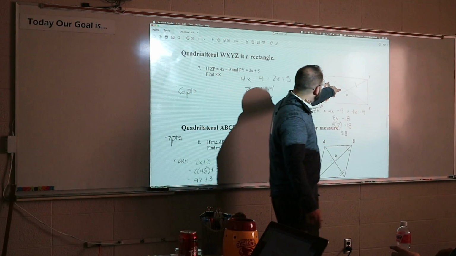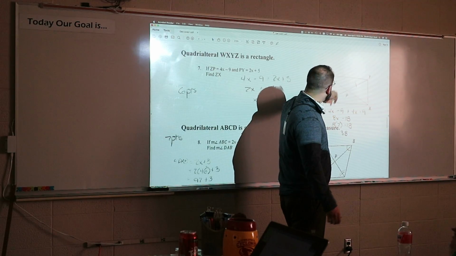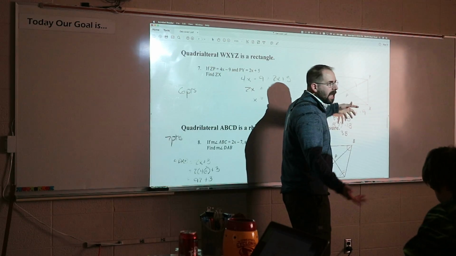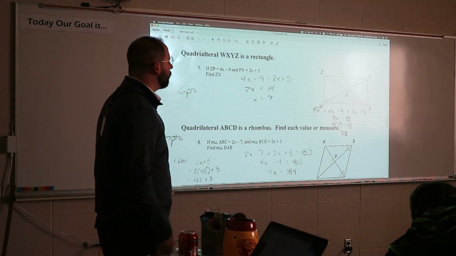When you plug this in, you have to plug it in for ZP and then just double it. So when I plug it into ZP, you can see what I did is I just added ZP twice and then I plugged in my x. But if you just plugged it into the ZP and took it times 2, you got the same 38.